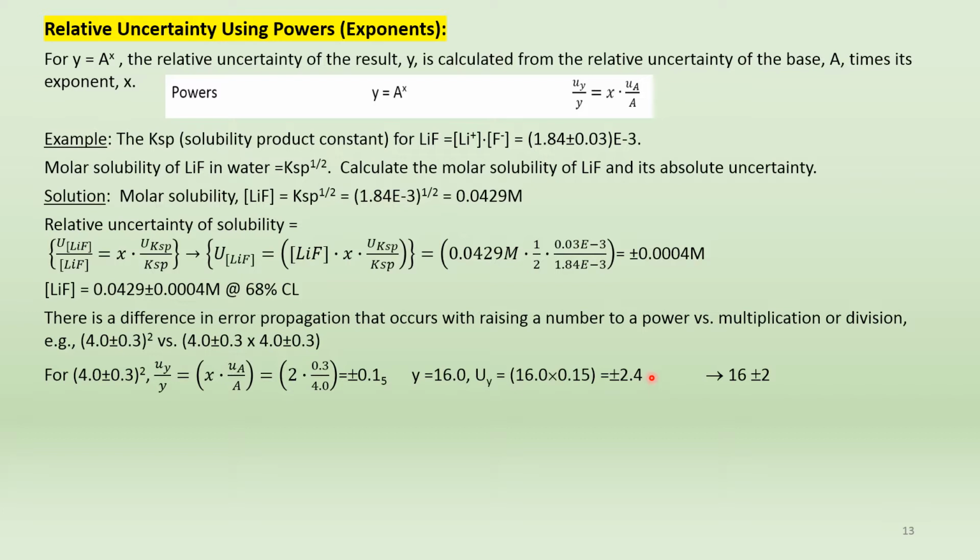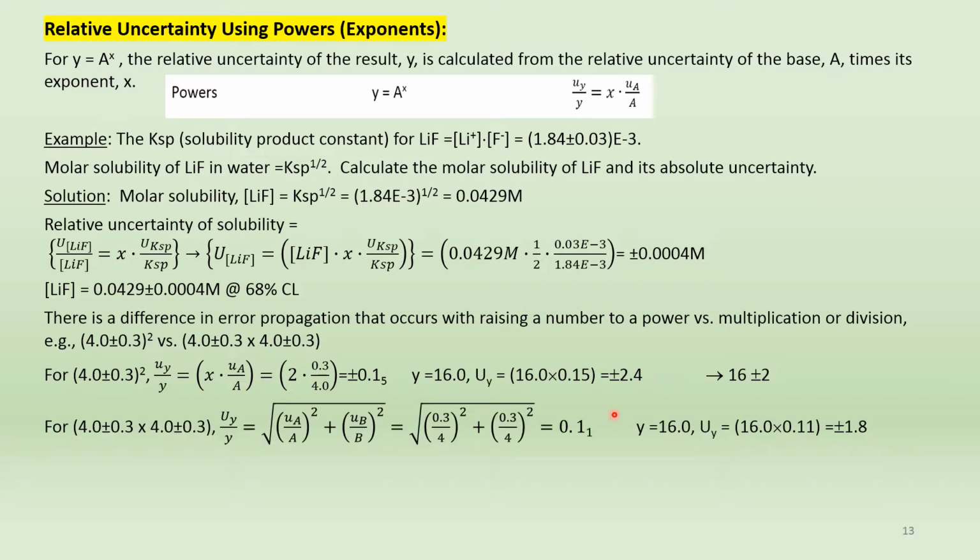And I realize that I'm going to keep an extra sig fig in this uncertainty. I know we should round to 1. We should report plus or minus 3, and this would be 16. But I want to show the difference to the other calculation. This time, let's do it by a multiplication. So 4.0 plus or minus 0.3 times 4.0 plus or minus 0.3. Again, the result is the same, 16.0. But what about the uncertainty?